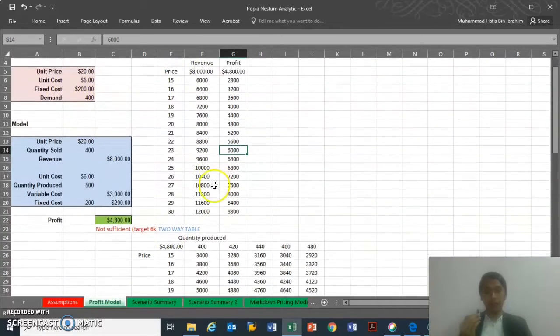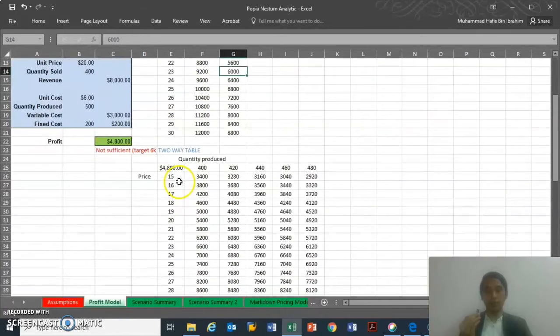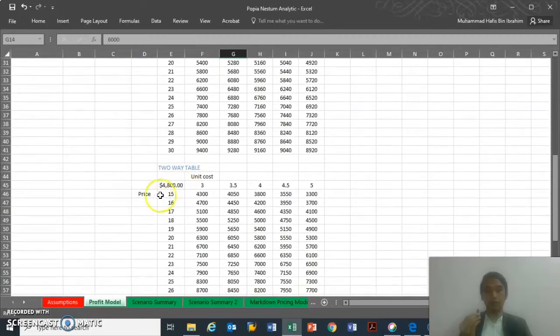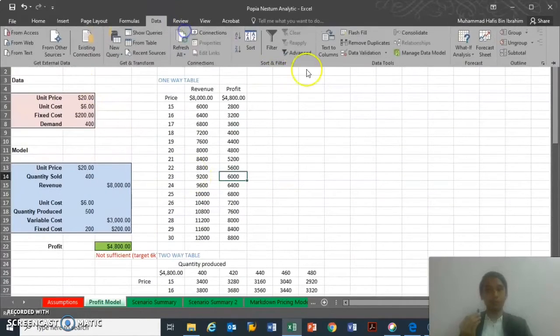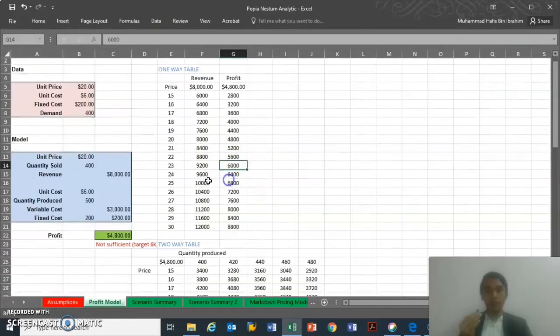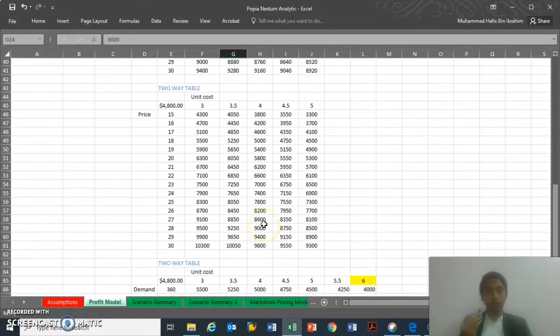So I have tested my price and quantity produced, my price and unit cost, my demand and unit cost using what-if analysis data table, and I choose to change my demand from 400 units to 460 units at the same unit cost to get 6,000 ringgit.